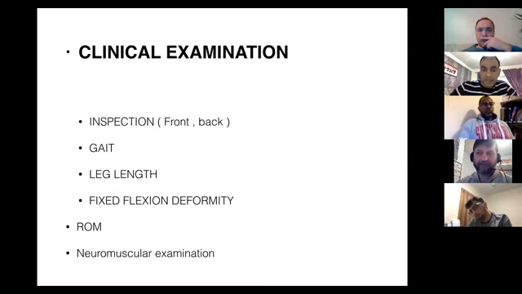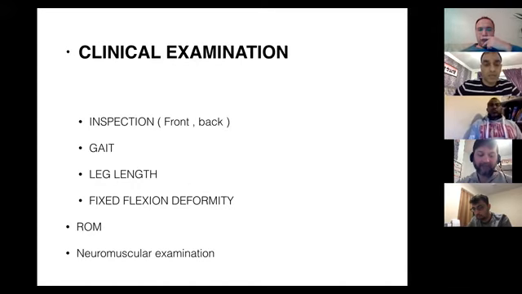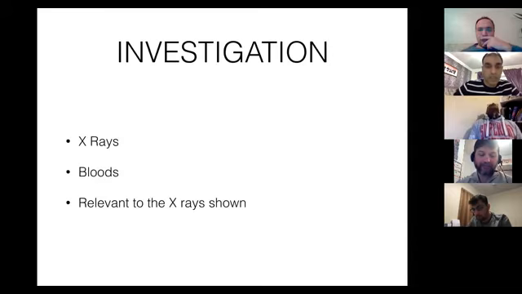Leg length, again, how the patient is standing. You need to examine the leg length while supine. You can comment when the patient is standing, because on the short leg, the long leg will be bent and flexed at the knee to compensate for the leg length problem. Fixed flexion deformity, always assess before commenting on the leg length, range of movement and neurovascular examination.